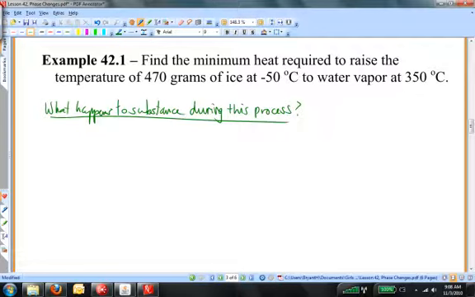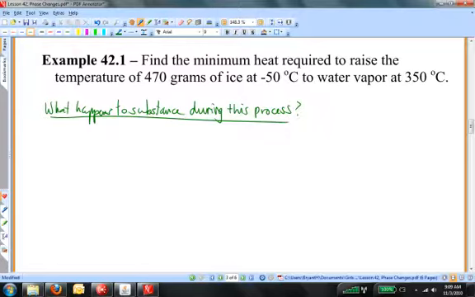When you solve these problems, one question you want to ask yourself is what's going to happen to the substance during this process? In this particular process, I start with a solid that's at negative 50 degrees C. This solid, I have to warm up until it gets to the solid-liquid temperature transition point, which is 0 degrees C. So I'm going to take some heat to heat up the solid. Then I've got to change from the solid to the liquid.